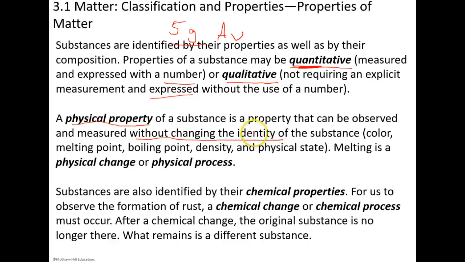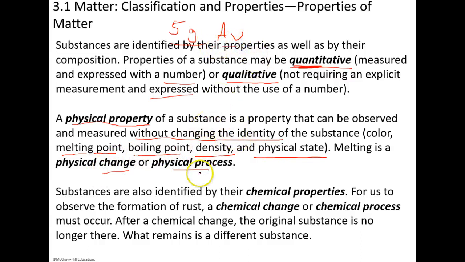So the color. Gold has a yellowish color to it. It's a little shiny. It's hard. It has a particular melting point. It has a particular boiling point. It has a density. Gold has a pretty high density compared to water. Or whatever the physical state is. Is it in a solid state, a liquid state, or a gas state? Melting is a physical change or a physical property. I'm not changing the identity of gold.